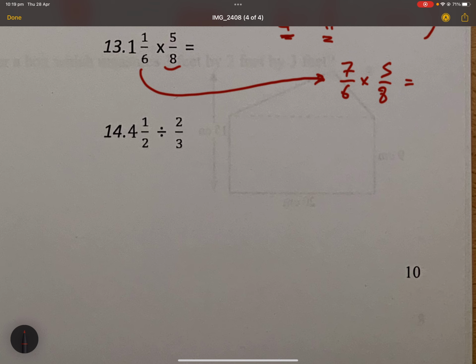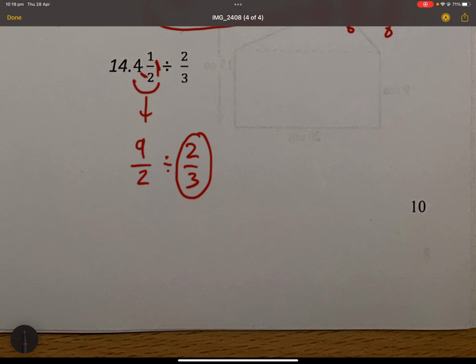Again, question 14. You need to change this one to improper fraction. 4 times 2 is 8. And then plus 1 is 9. So 9 over 2 divided by 2 on 3. Now, this is division of fraction, which means when you divide, you must flip the second one upside down. So it'll be 9 on 2, and this will be 3 on 2. And then change the divide into a times. And then you can work that out.